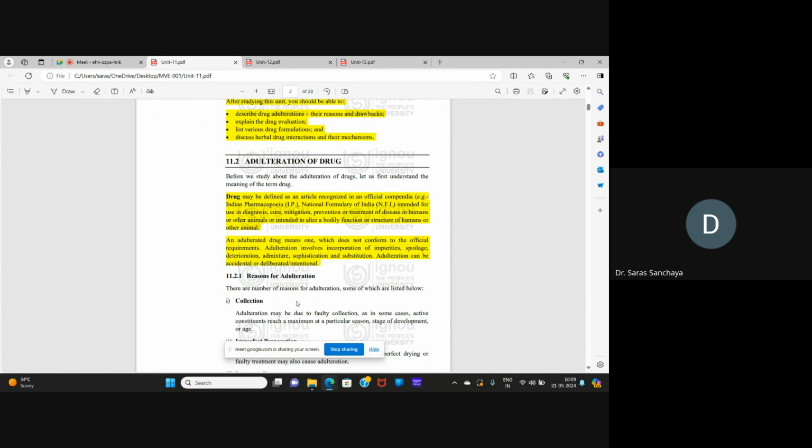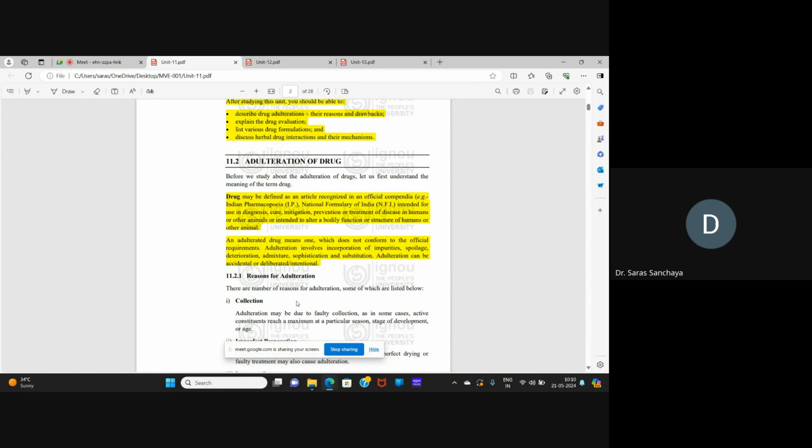Drug may be defined as an article recognized in the official compendia, for example Indian Pharmacopoeia, National Formulary of India, intended for use in diagnosis, cure, mitigation, prevention, or treatment of diseases in humans or other animals, or intended to alter the bodily function or structure of humans or other animals. So, drugs can diagnose, cure, mitigate, prevent, or treat the diseases in our body. That's why it is called a drug.